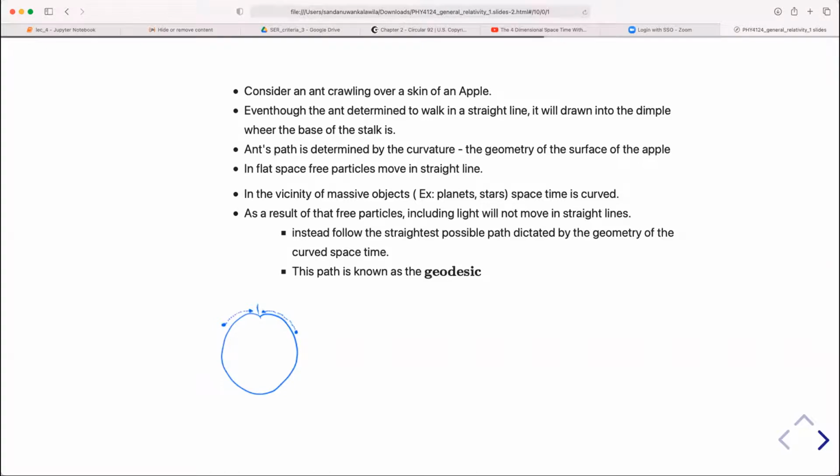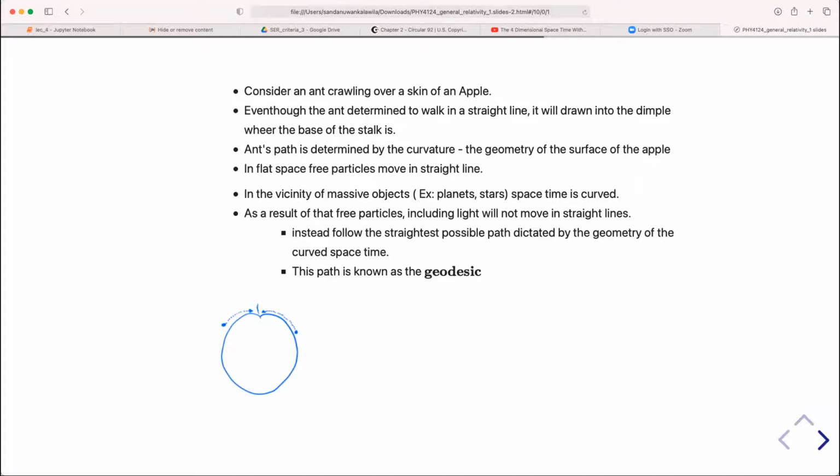And instead, what will happen is you have to follow the straightest possible path dictated by the geometry of the curved space-time. So, which means you follow not the straight line, but the straightest possible path, which is controlled by the geometry of the curved space-time, which is pretty much similar to this curved apple, right? Once again, the ant needs to go in a straight line, but cannot do it itself, because its path is completely governed by the geometry of the apple itself, right?